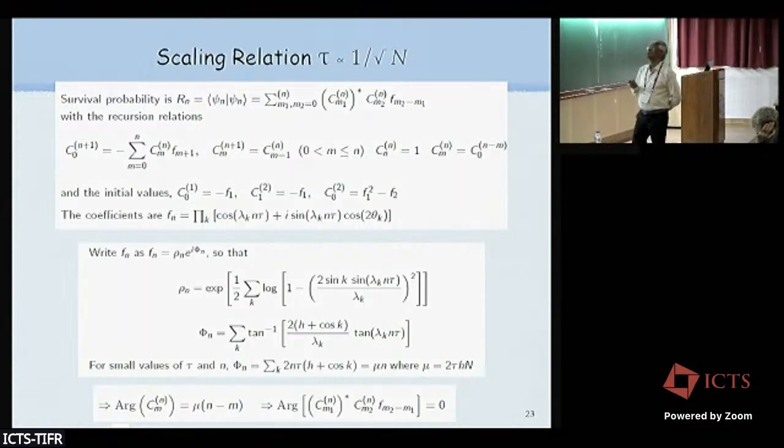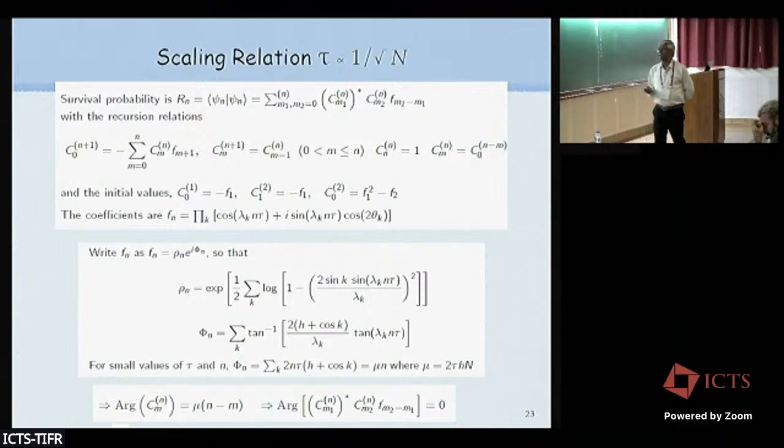So to derive this scaling relation, we write this quantity Fn. This quantity is of central importance. We write this Fn as rho n times e to the power phi n, where phi n is the phase factor. And then rho n becomes this, just a straightforward application. And the expression for phi n is this.